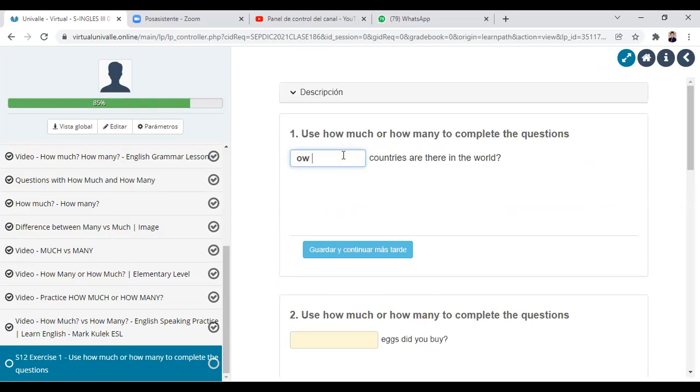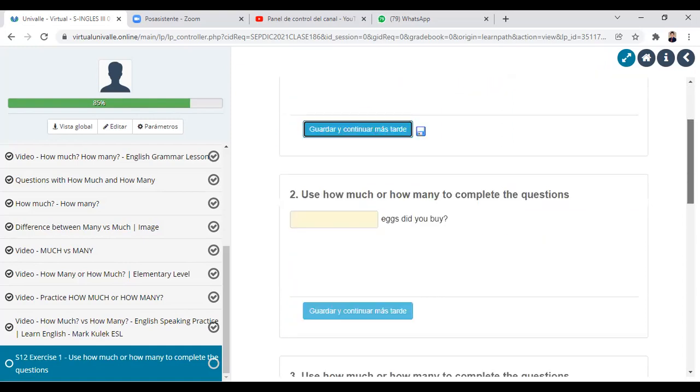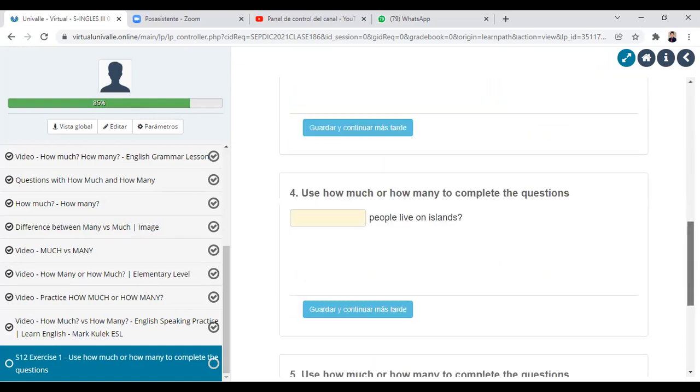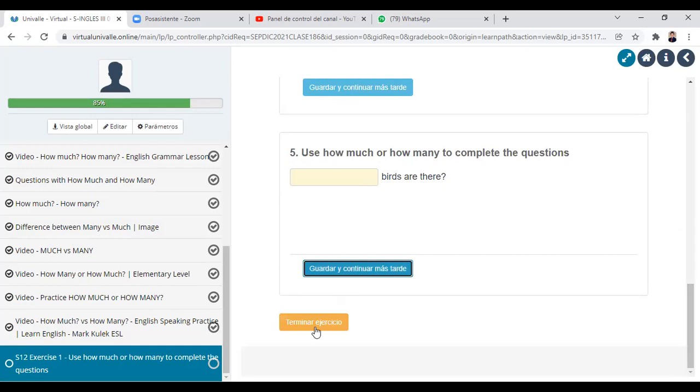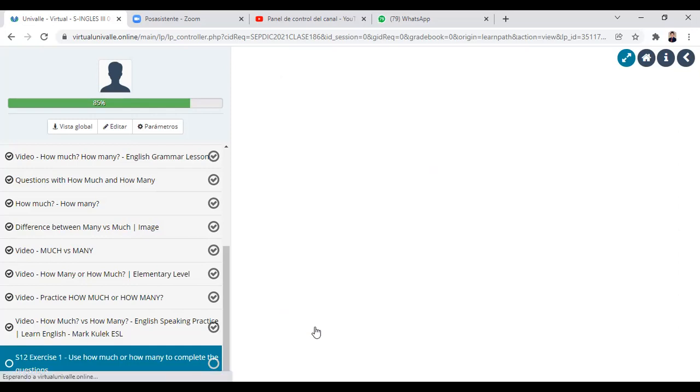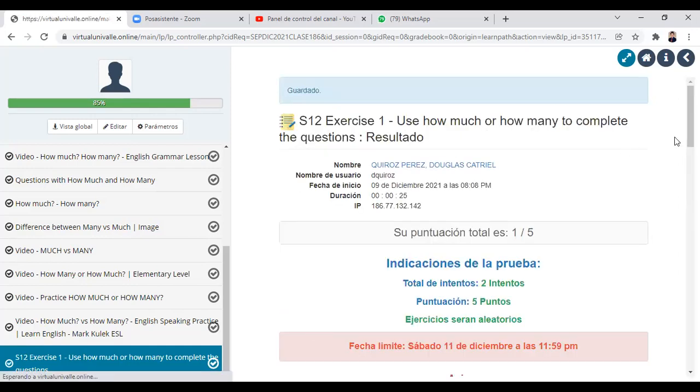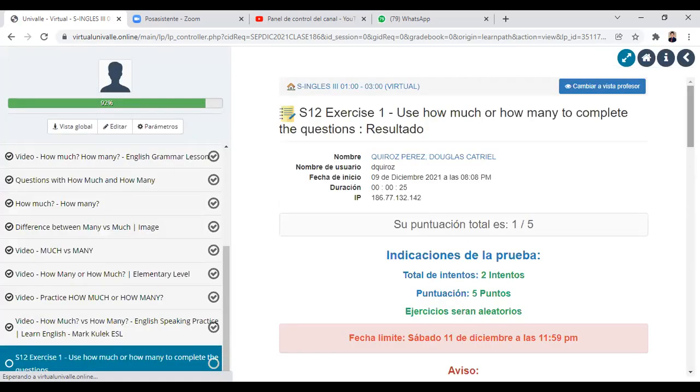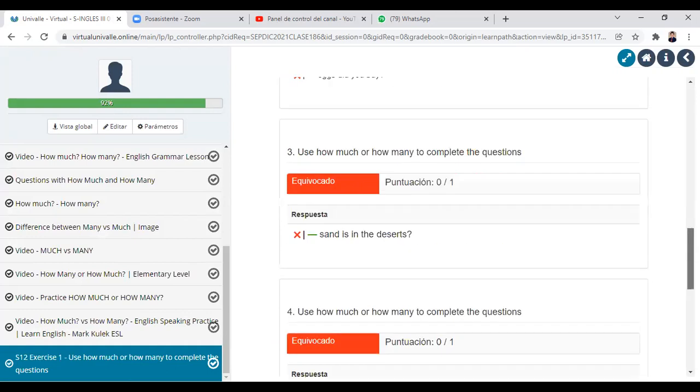In this case, country is countable. How many countries are there in the world? But I'm just explaining to you with one example. The other ones you need to make by yourself. And that will be everything. If you notice, the first one was absolutely correct, but the other ones you need to make by yourself.